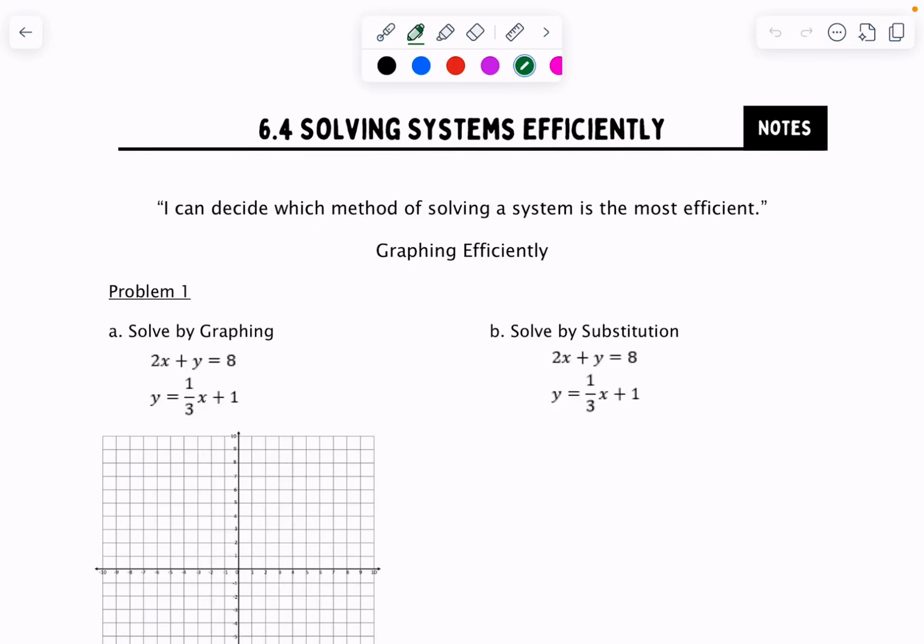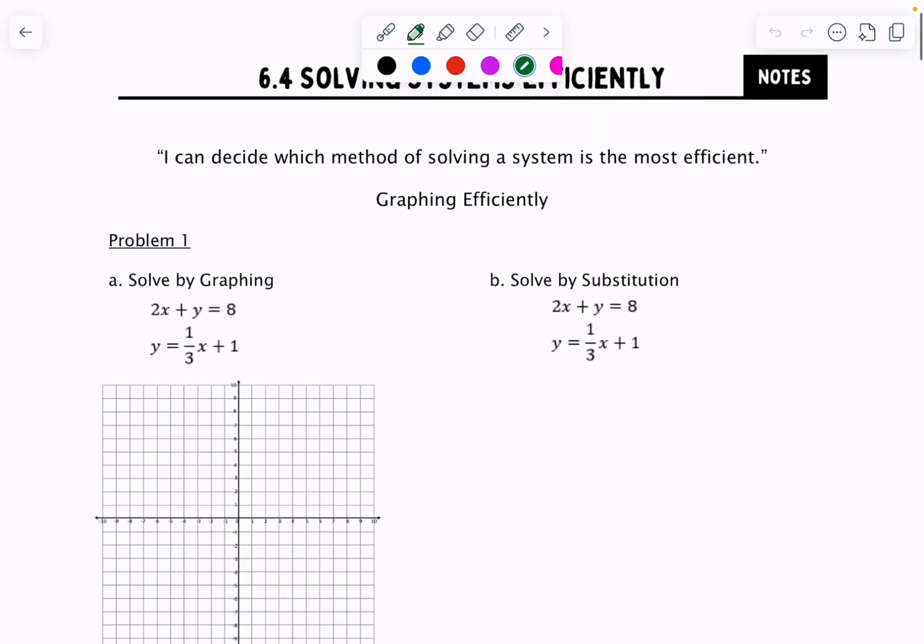Welcome back. In today's lesson, we're going to combine the graphing method, substitution method, and elimination method for solving systems all into one learning target. What I'd like you guys to be able to learn today is how to pick which method works best, which is the easiest method if you're given the same system. So I'm going to go through three different types of problems: the graphing efficiency, the substitution efficiency, and elimination efficiency.